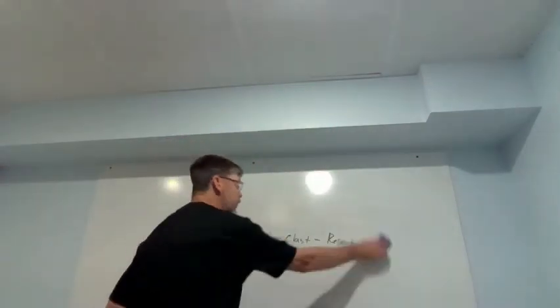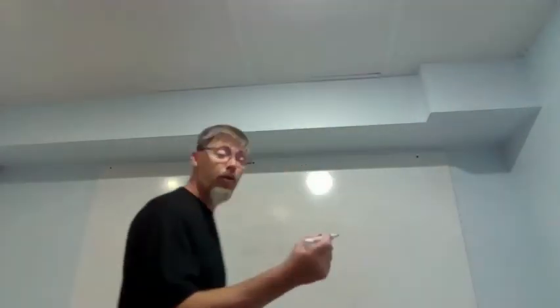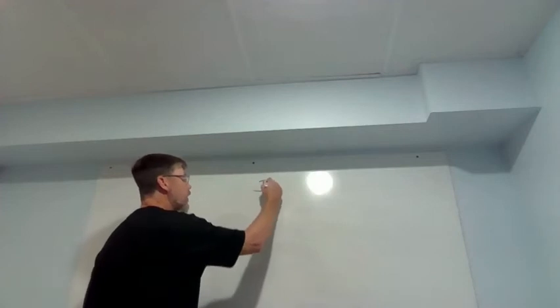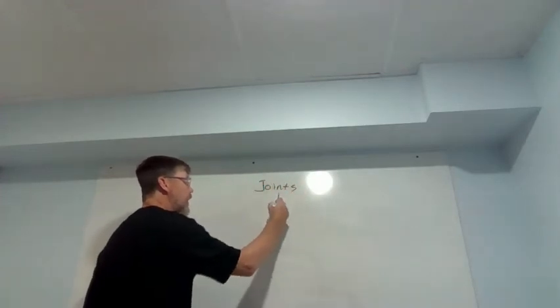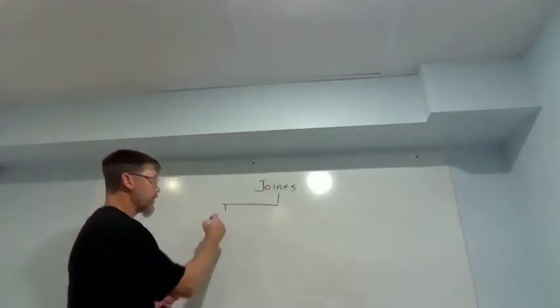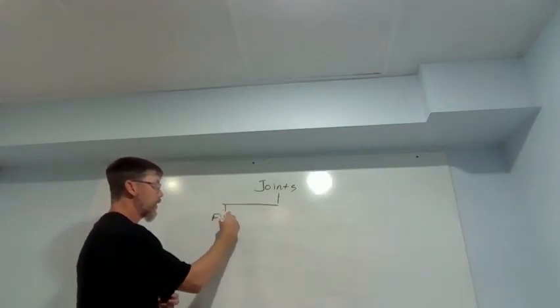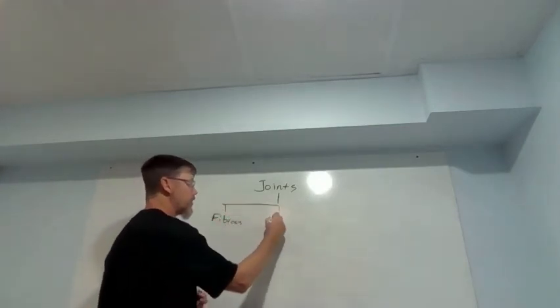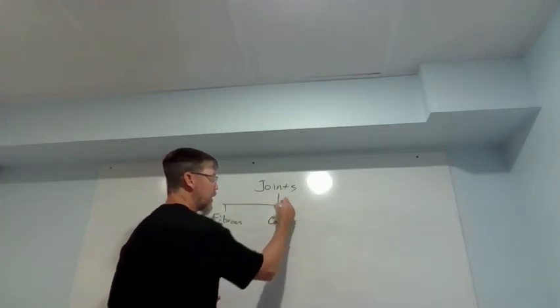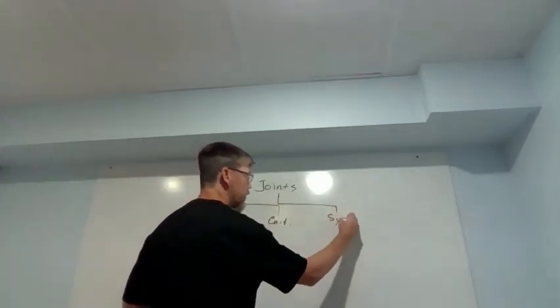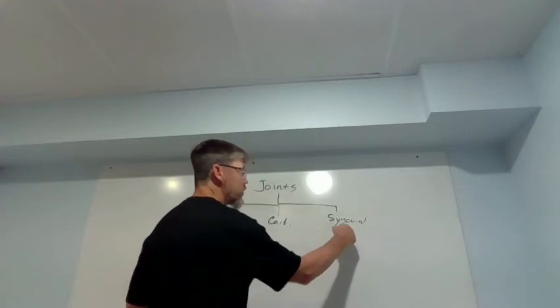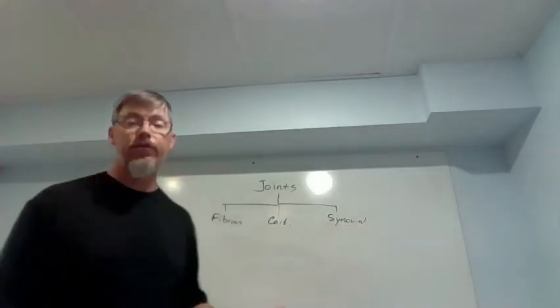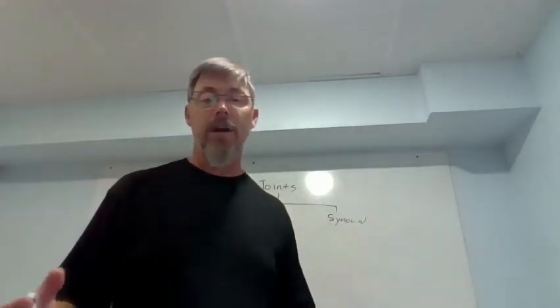So what a flow chart would look like would be, start out with just joints up here and then go to fibrous joints, cartilaginous joints, and synovial joints. Now, most of the joints in your body are going to be synovial. That's everything you think of as a joint.